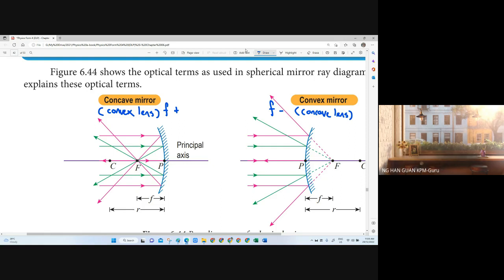Second, for both calculations, when v is positive, it's still the same: it's a real v, and a real image must be inverted. If v is negative, it means it's a virtual v, and a virtual image must be upright.